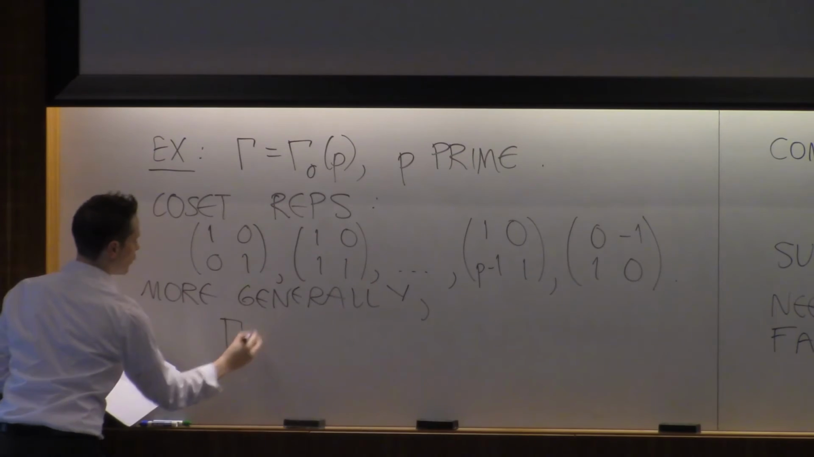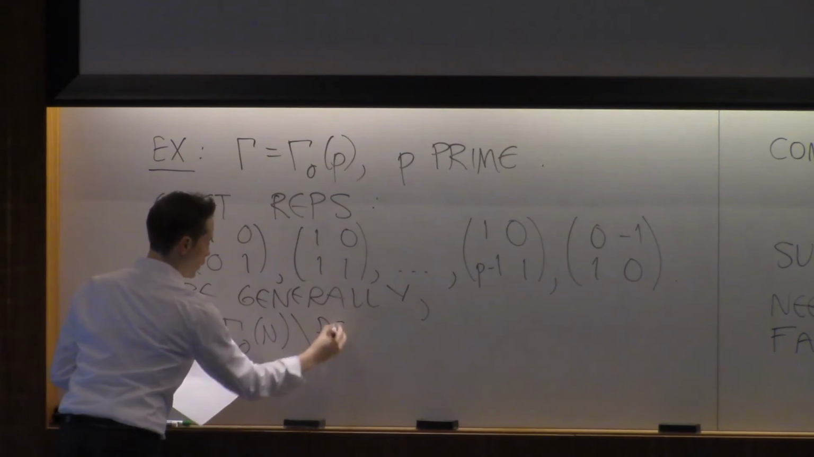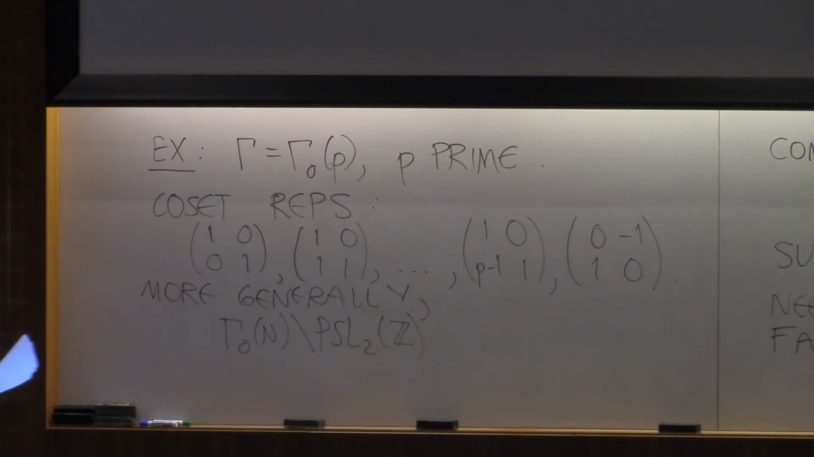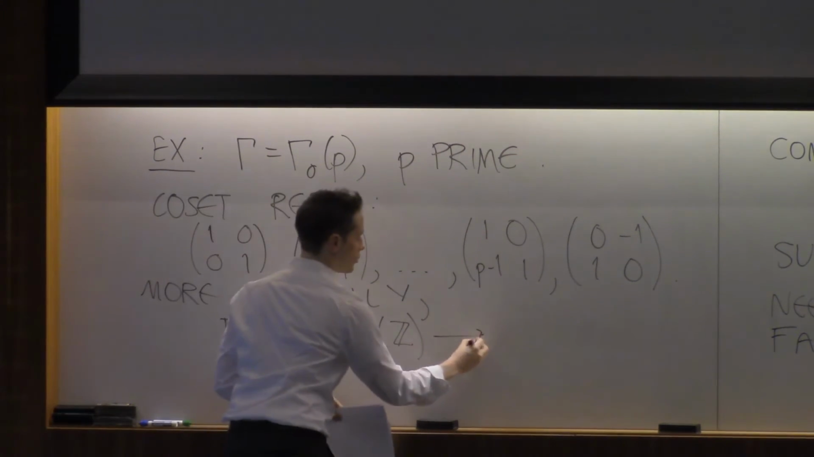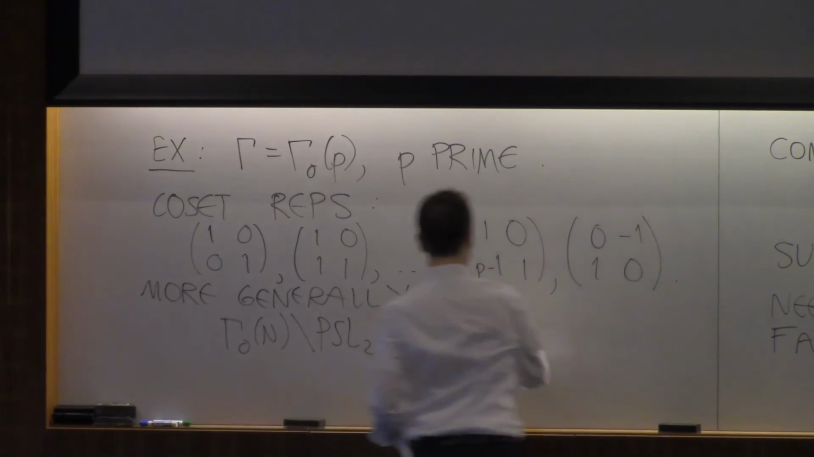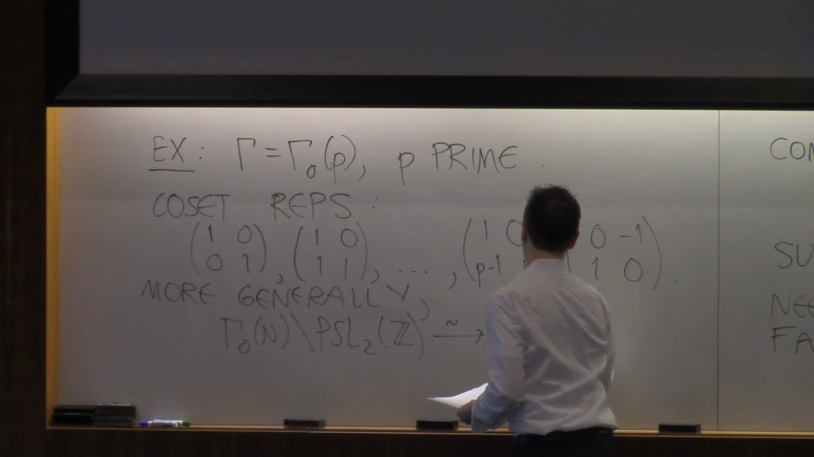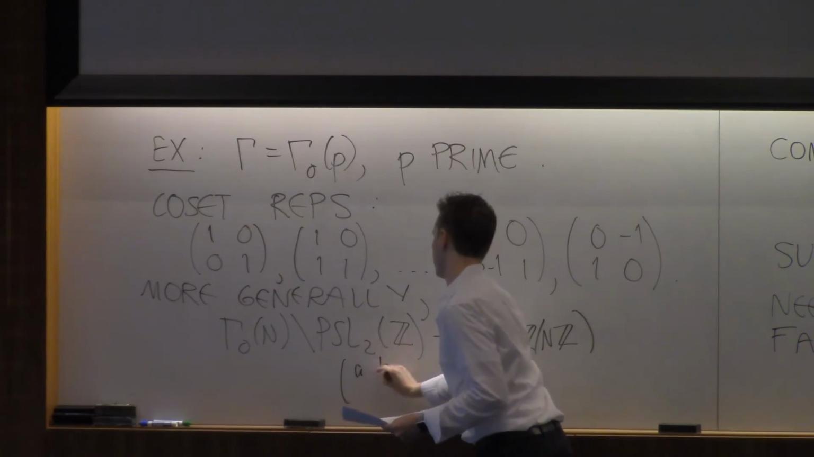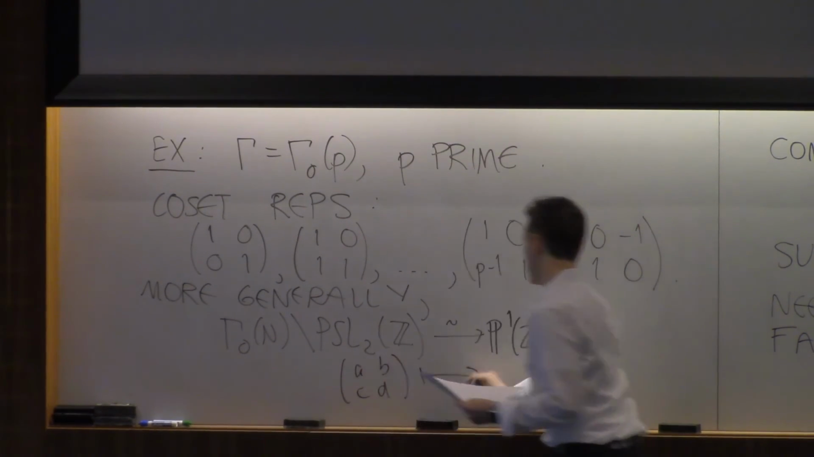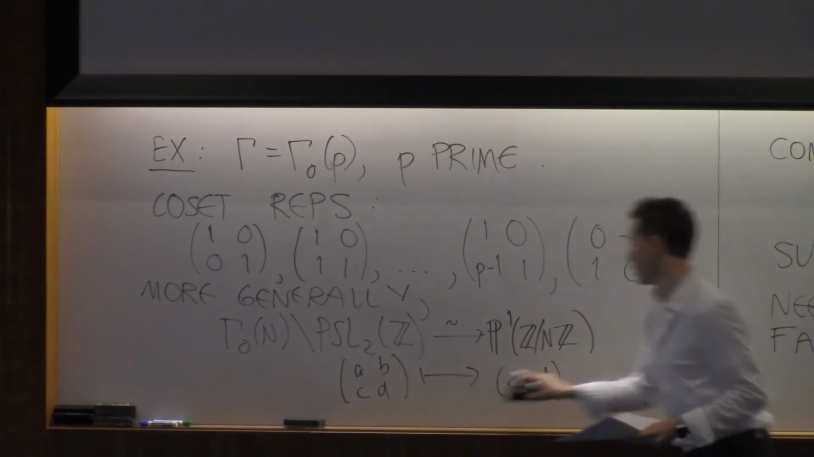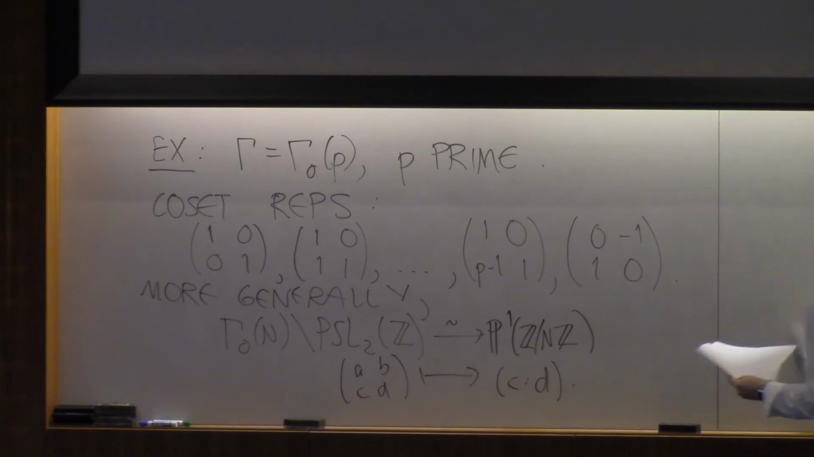If you take Gamma_0(N) mod PSL_2(Z), where N now does not have to be prime, there is a bijection between the left cosets here and the set P^1(Z/NZ). It just sends a representative (A, B; C, D) to the element (C : D) in P^1(Z/NZ).